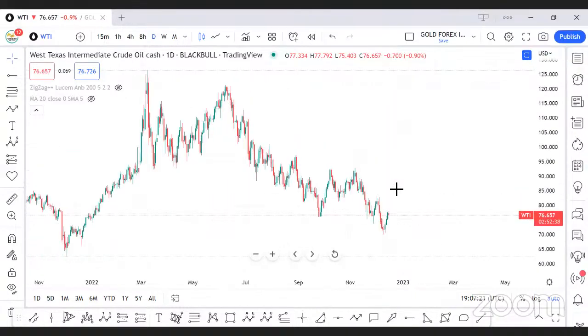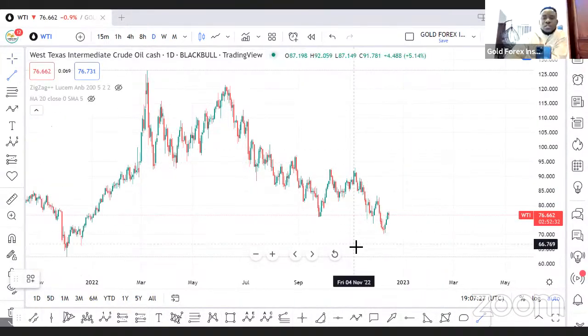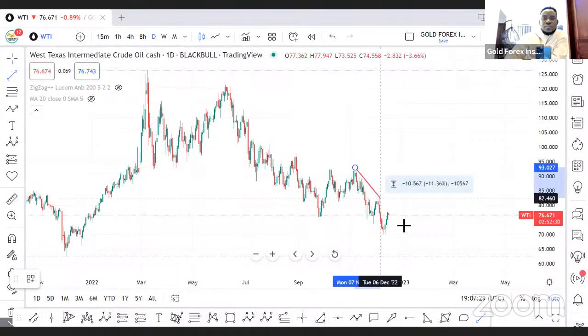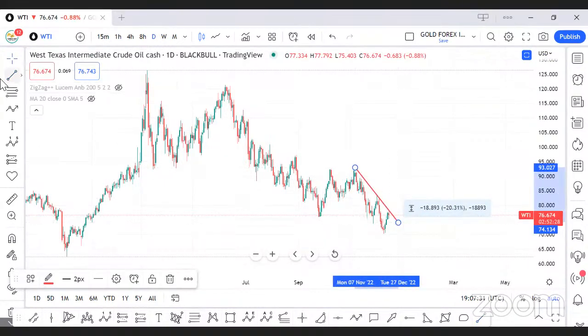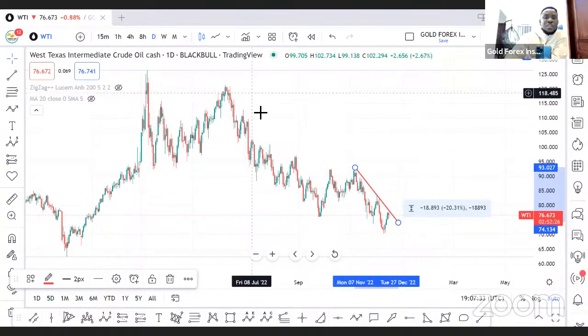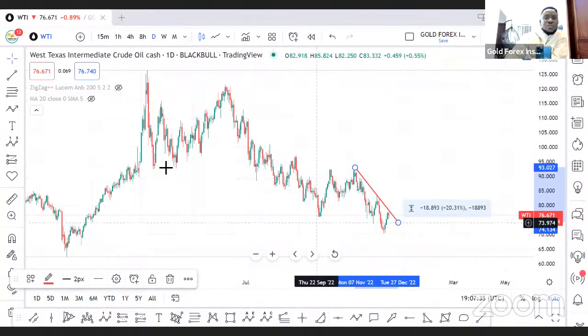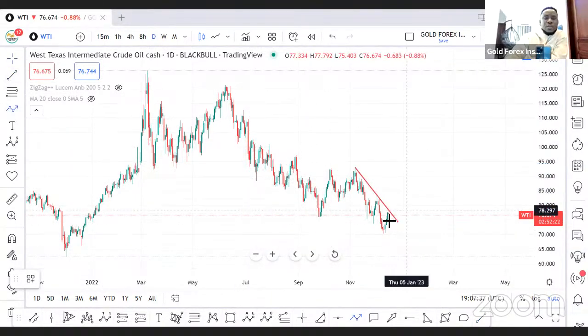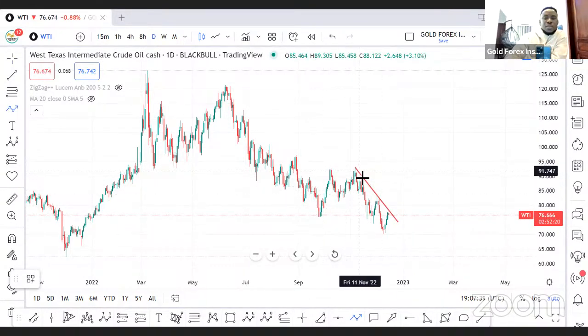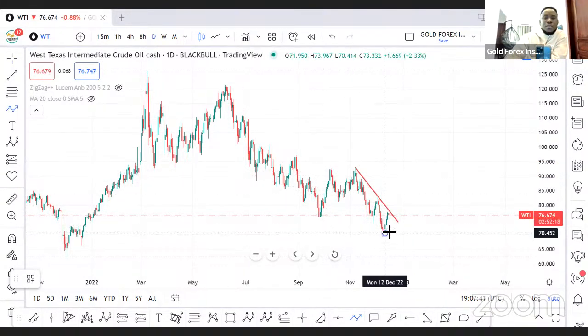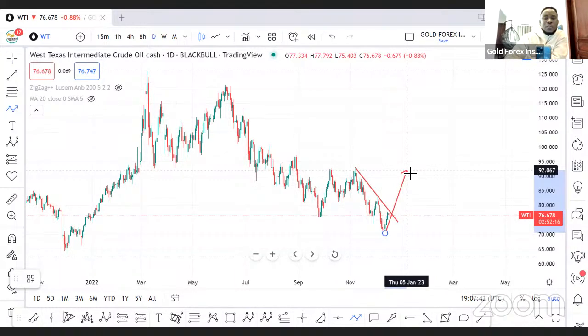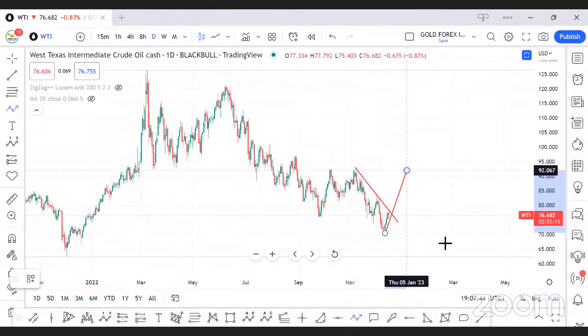I think I'm seeing a bullish trend. Maybe this could be a whole impulsive move, then ABC. So maybe we can have something like this. See, when it drops.